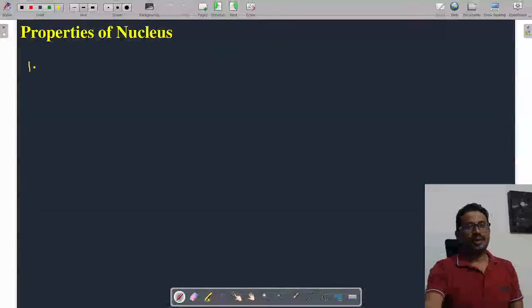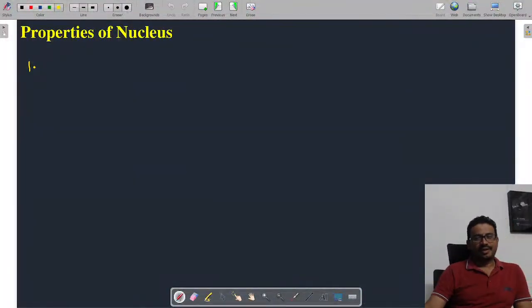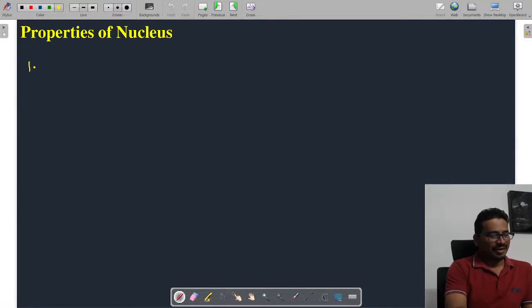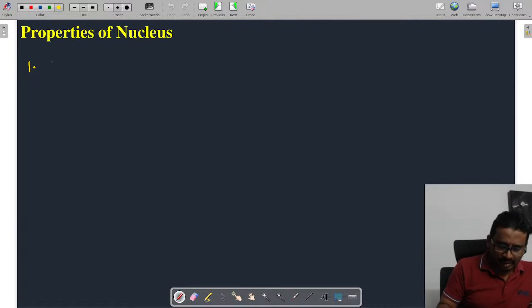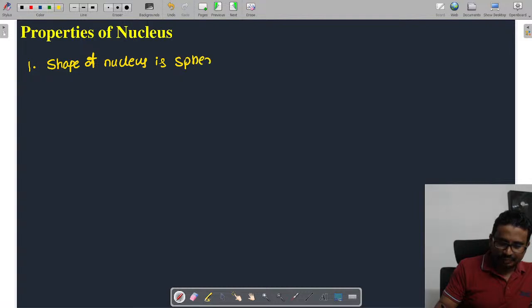Next one, properties of the nucleus. Let's see the first property. First property is, what is the shape of the nucleus? What is the shape of the nucleus? Shape of the nucleus is what, tell me? Spherical.